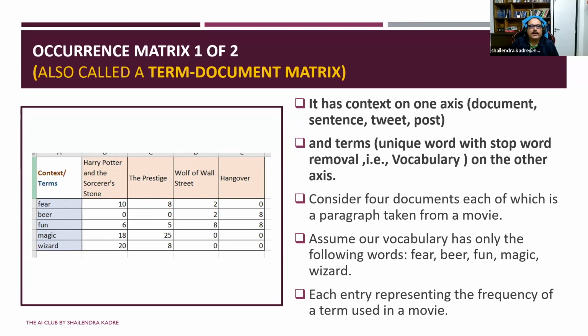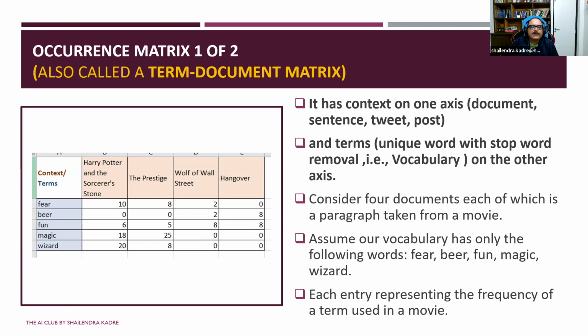Okay, so now we get into something called the occurrence matrix. The business use cases of that will be dealt with in a separate lecture. After this, a 15-minute lecture will be there in which we'll discuss the use cases of this. So what is the occurrence matrix?